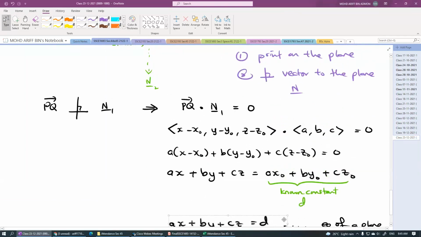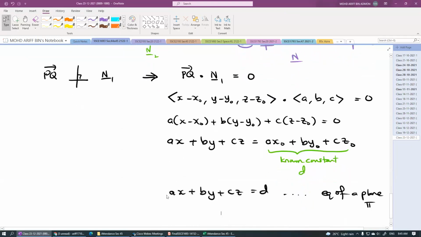Now reverse. If they give you the equation of a plane, what kind of information may you extract from this equation of a plane? What is the information that you can extract from here?